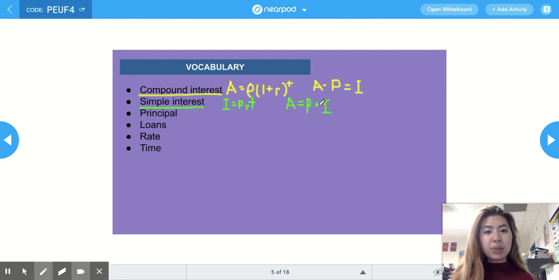So as you can see, these two formulas are pretty similar, right? So if we have P plus I and we want to get the P to the other side, we would subtract P on both sides, and that's how we get this A minus P is equal to I.